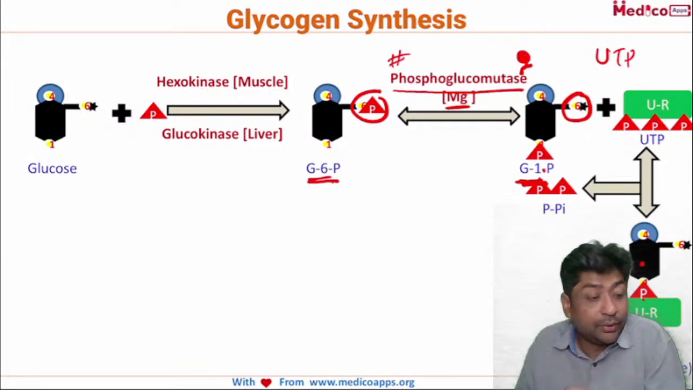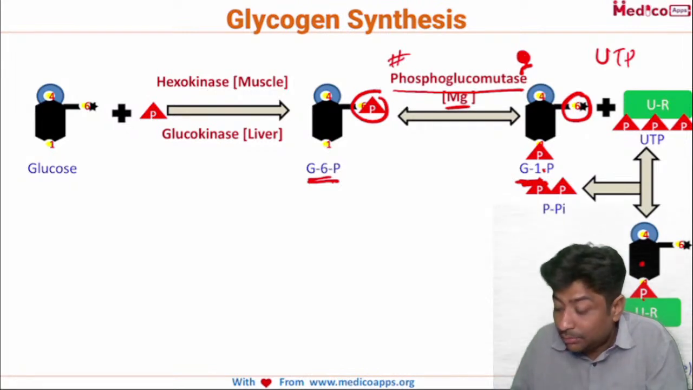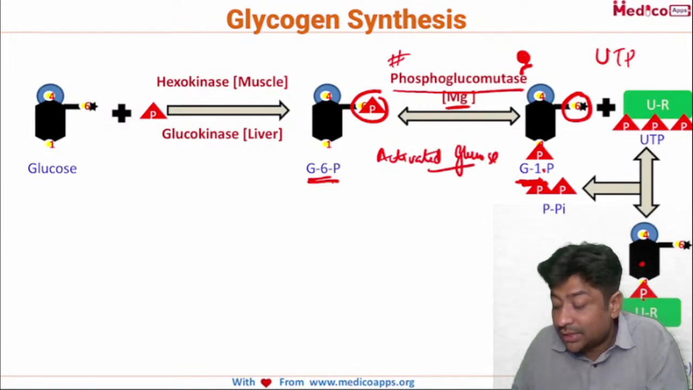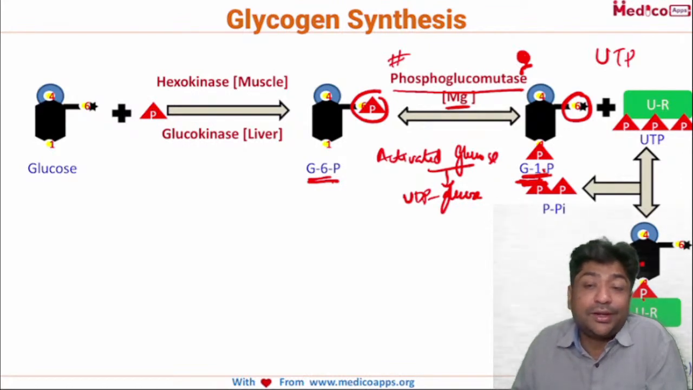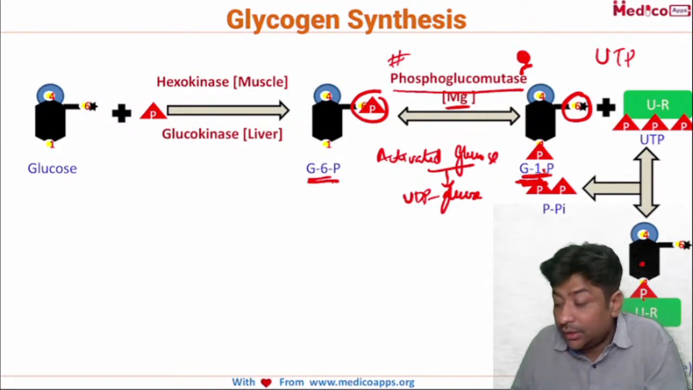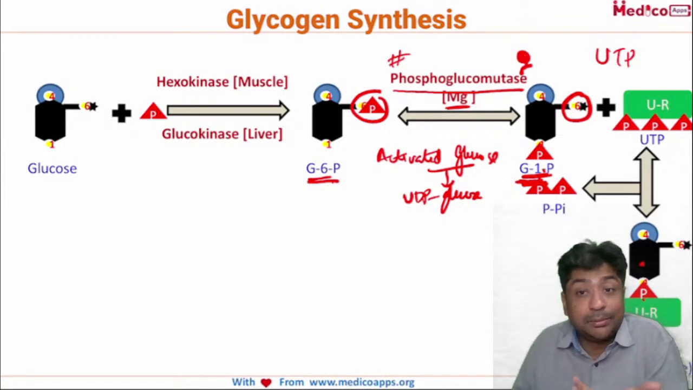Again, a very favorite question: what is activated glucose? Remember, activated glucose is a very important MCQ. They will ask you what is activated glucose. Remember, it is UDP glucose. And as I have told you, it is formed when glucose 1-phosphate reacts with UTP. We know UTP, ATP, GTP, all these are high energy. Now this UDP glucose is ready to go into the glycogen family.